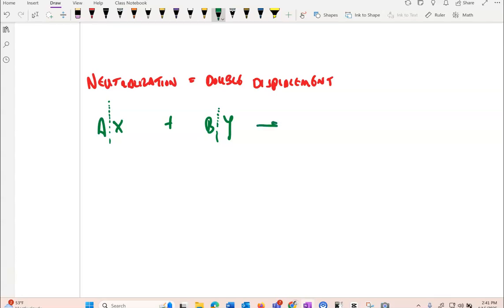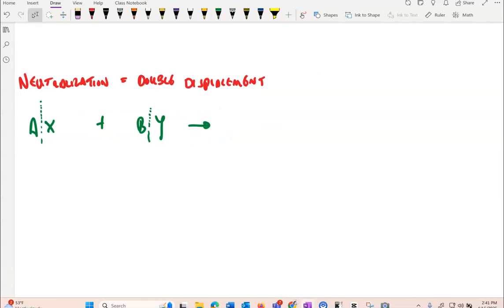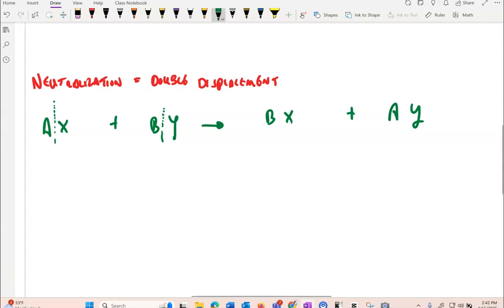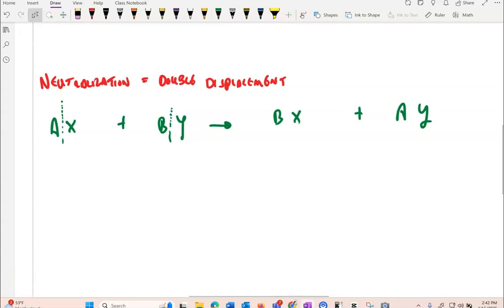And they're just going to unzip down the middle, and when they do, our new products are going to be BX and AY. Doesn't really matter the order. So we're disassembling them in the first part and reassembling them in the second part with opposite arrangements.